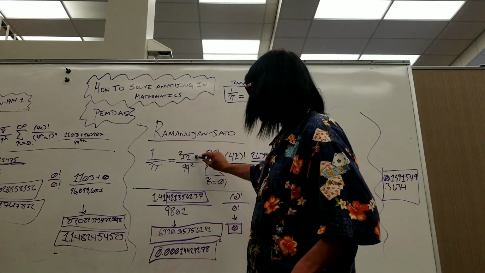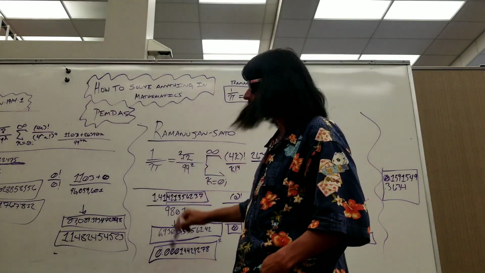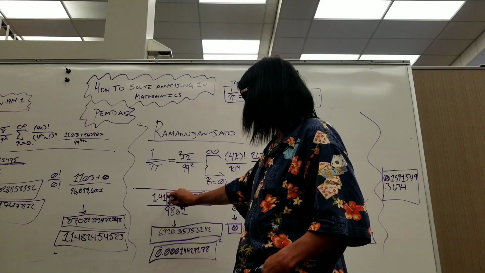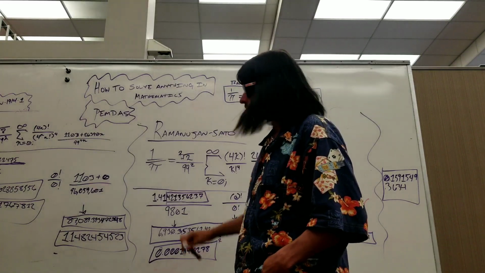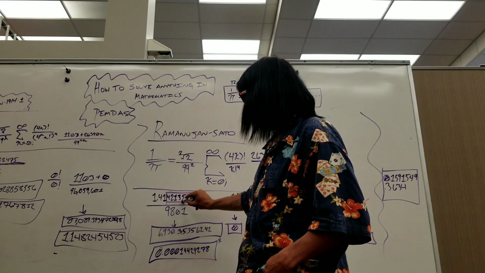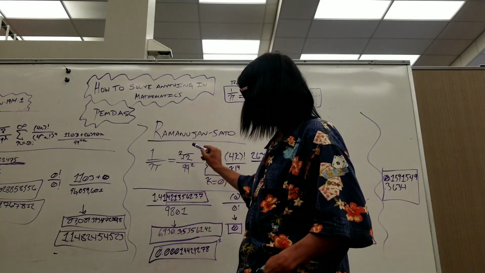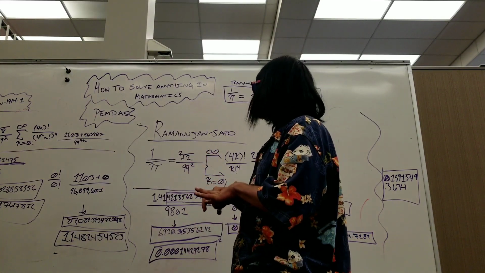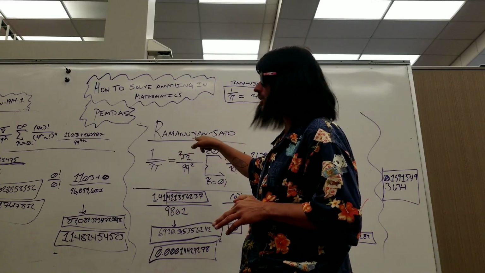So this is saying the square root of 2. So what's the square root of 2? It's going to be 1.41421356237, right? So if you multiply 1.41421356237 times itself, you're going to end up with 2. And then so this is the Ramanujan-Sato. This is how you solve it.